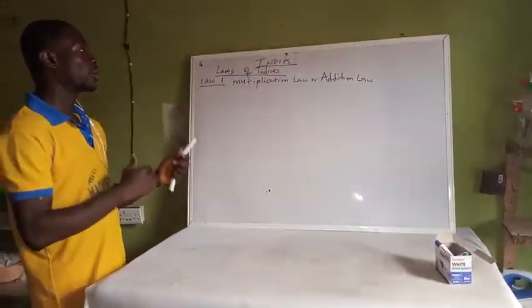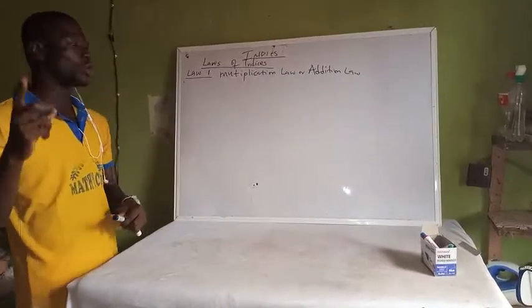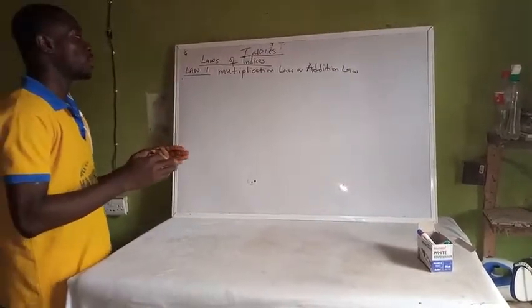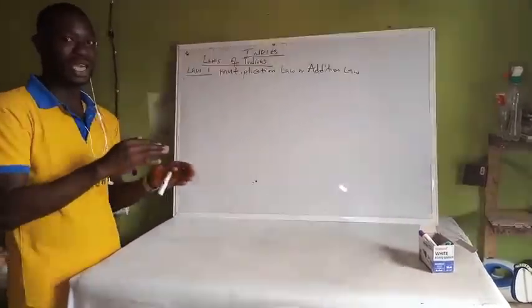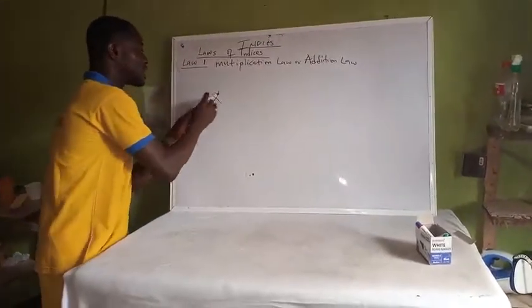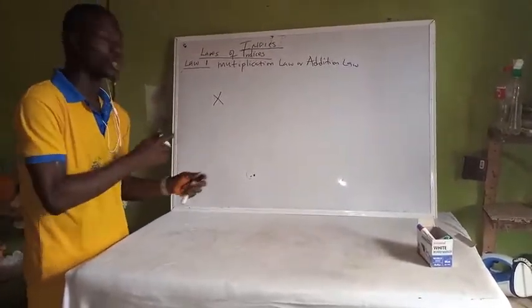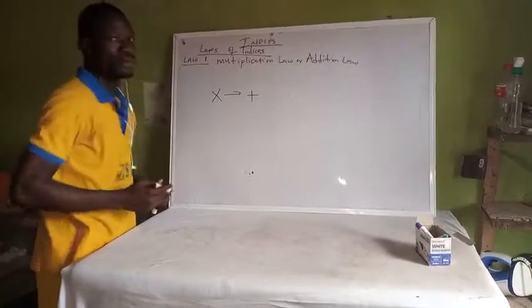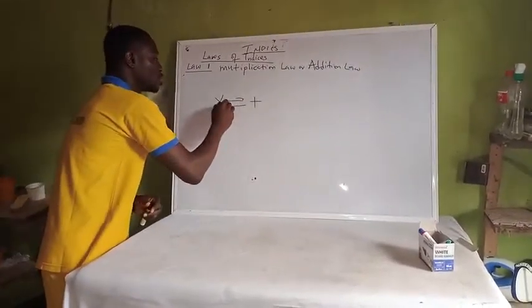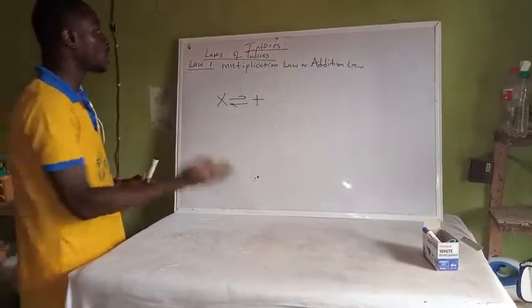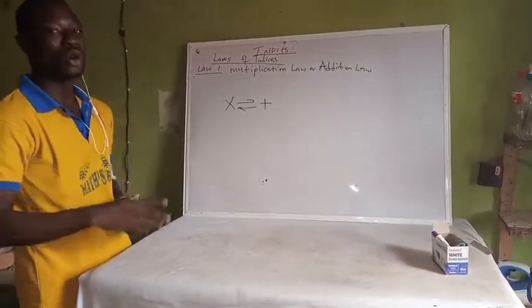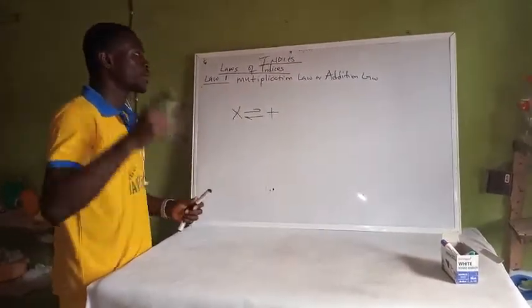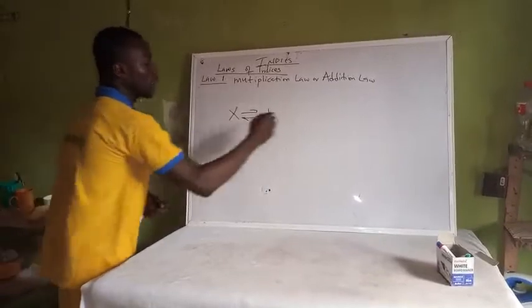The reason why I call it multiplication law or addition law is because in indices, that is what we call reverse. In indices, this mathematical sign here, multiplication, we change to what? To addition. And likewise, addition will also change to multiplication. So you can call it multiplication law of indices, or addition law of indices.